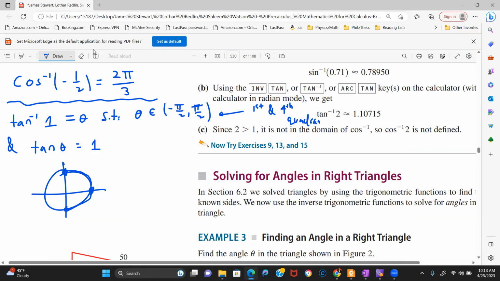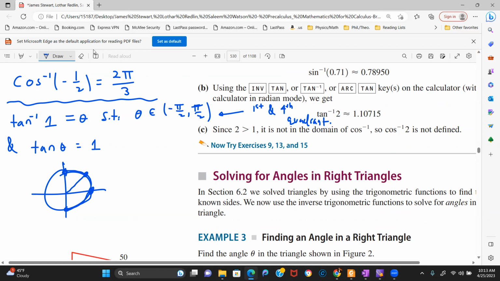quadrant, these ranges of angles. Now, tangent of an angle is the y coordinate over the x coordinate. If you're in the fourth quadrant, the x coordinate is positive, the y coordinate is negative, so the ratio of them will be negative. So that means we need an angle in the first quadrant, right?